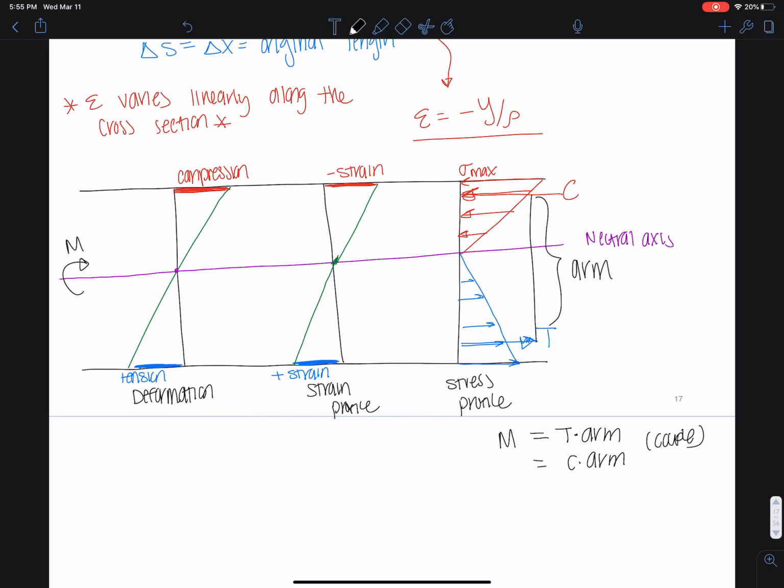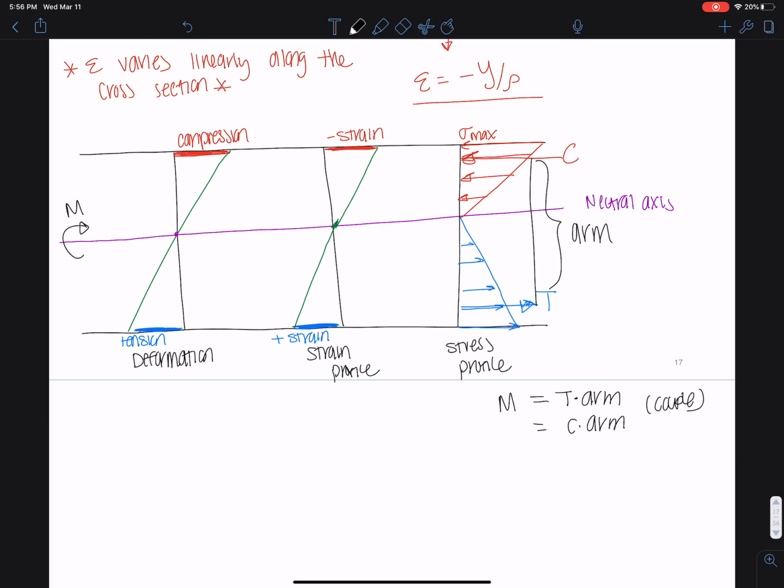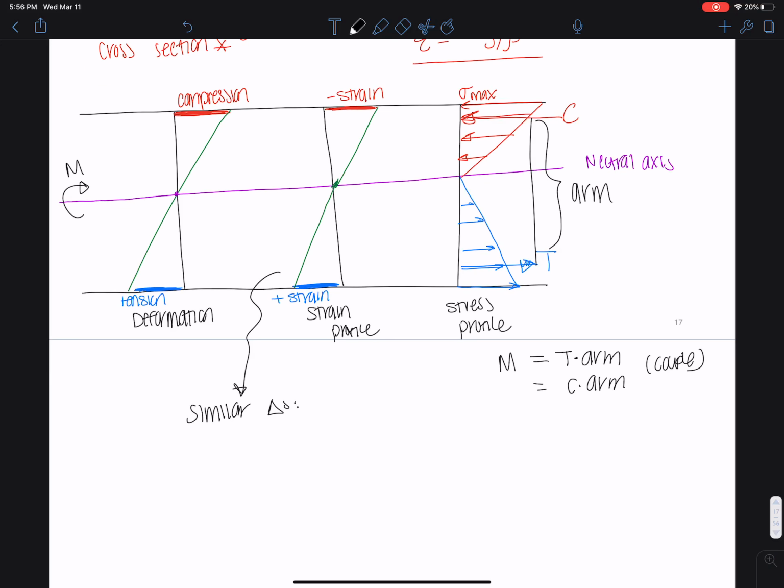Okay, now, what can I do with this? Well, I can figure out a lot of stuff. I can use similar triangles here. And I can see, well, this is epsilon max, right, up here. So I can say that negative epsilon max, negative because it's compression, negative strain, over C, because this is my C value right here. This is C. And I want to know the strain at some distance Y from the NA.